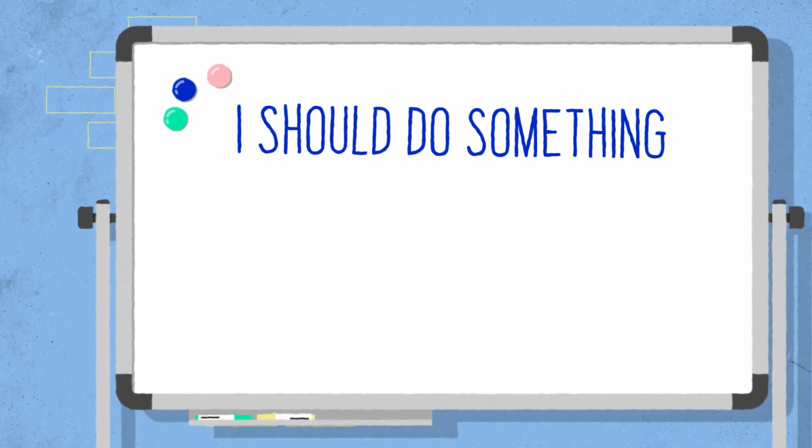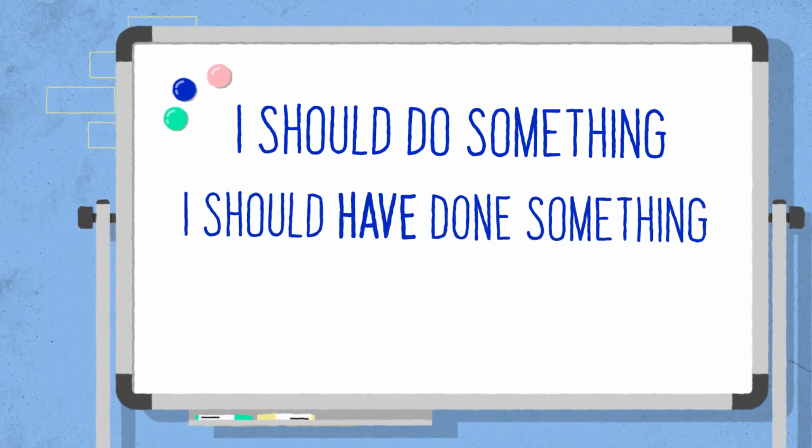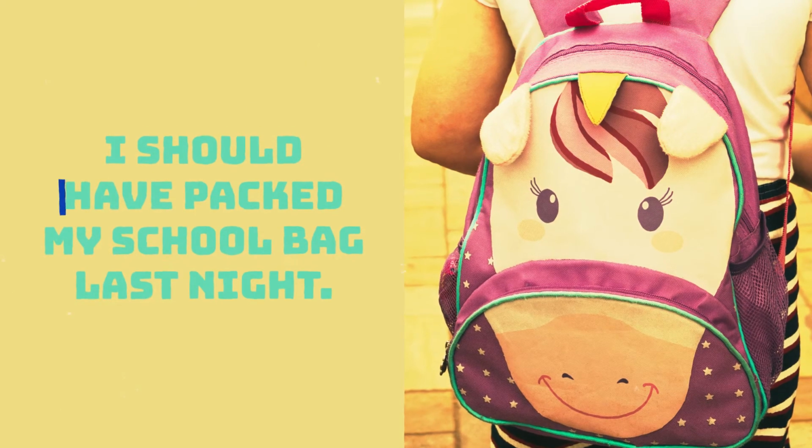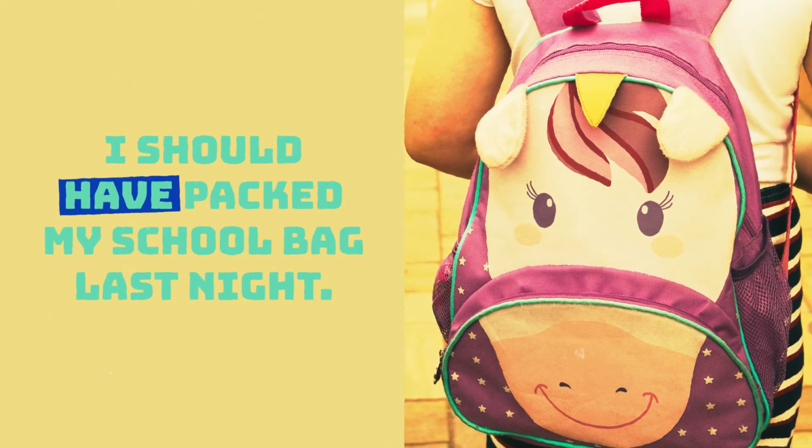One common mistake many people make with modal verbs happens when we use them in the past tense. I should do something turns into I should have done something, not I should of done something. For example, I should have packed my school bag last night. Many people make this mistake as they sound similar when we say should have. However, it's really important that you write should have or could have to be more accurate. If you can get this right, it really shows that you know what you're doing.